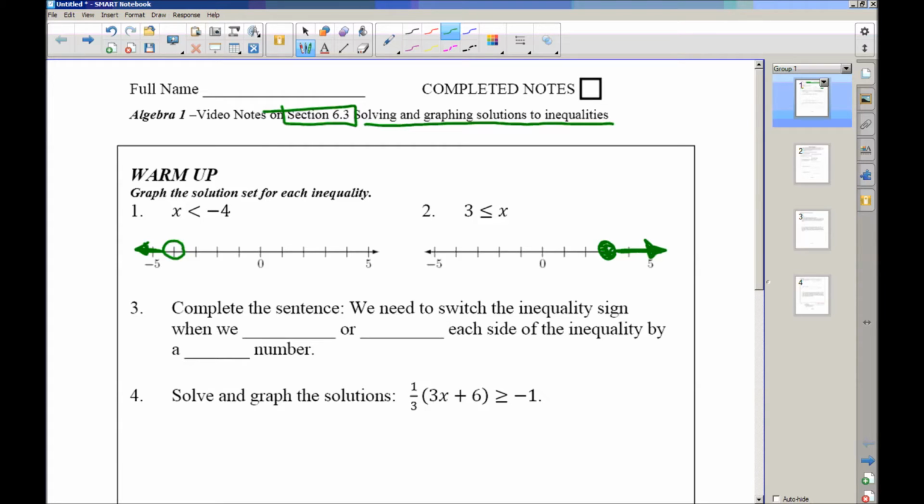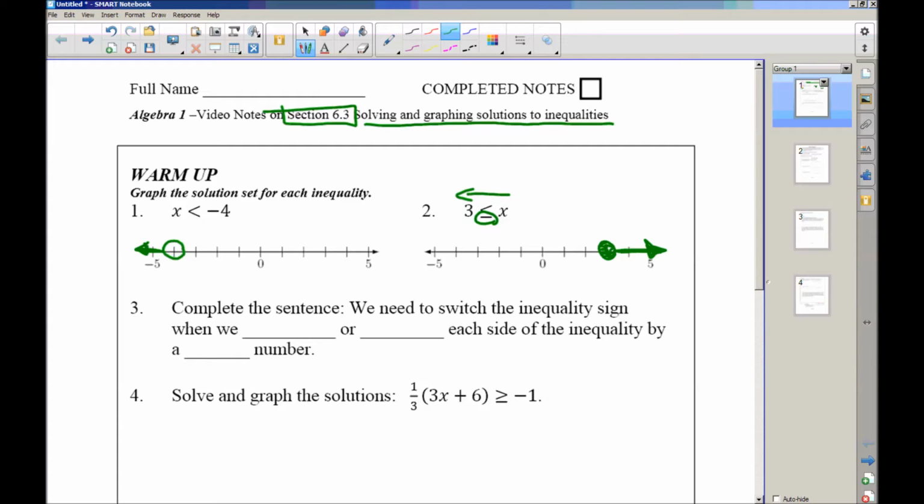Okay. Notice this one had a filled in circle and the first one didn't, and that is because of the equal to bar. The first one shaded to the left because x was smaller than -4, so our answers were smaller than -4. And this one shaded to the right because if we read this backwards, it says x is bigger than 3, so all of our answers are bigger than 3.